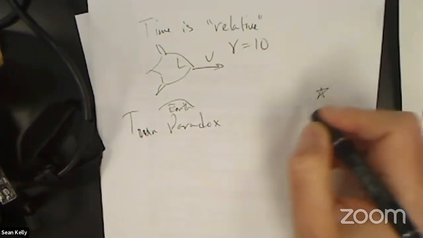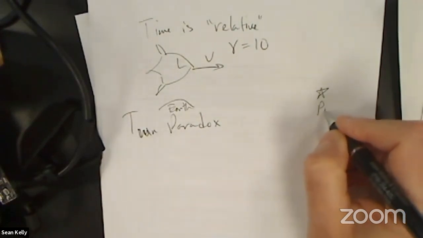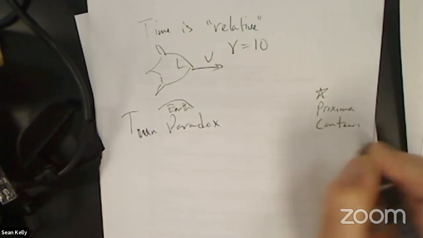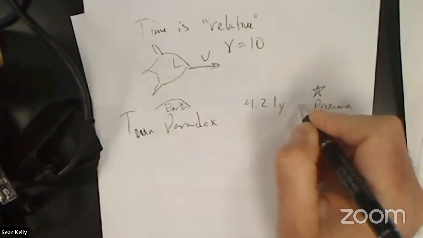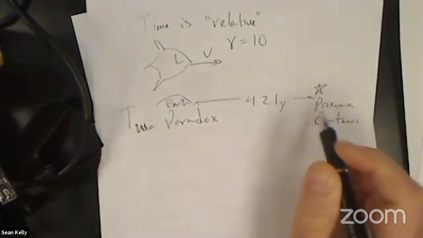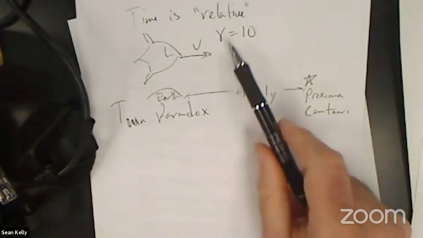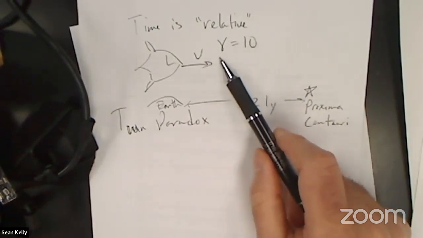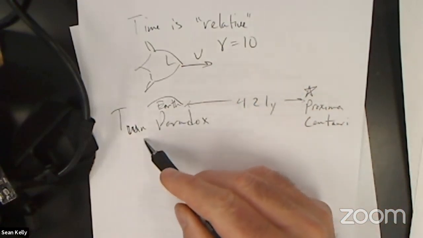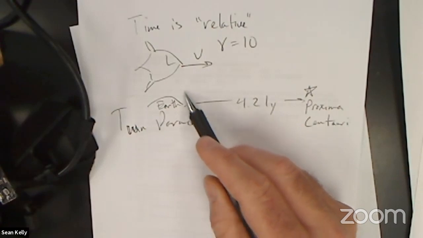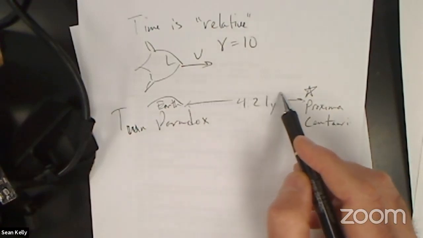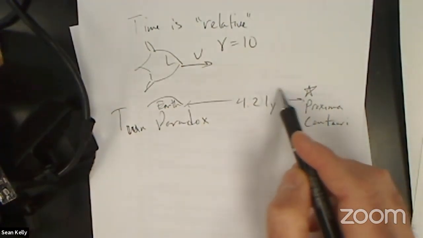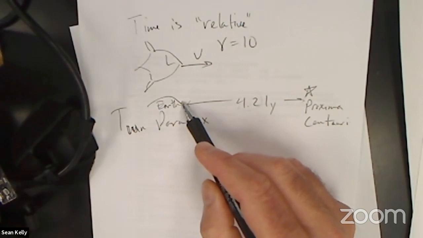What's the nearest star? You guys might know this. It's called Proxima Centauri, and it's about 4.2 light years away. By the way, if you have a gamma of 10, you're moving at nearly the speed of light. On Earth, I'll see them moving almost at the speed of light. It's going to take them 4.2 years to get there and 4.2 years to come back.